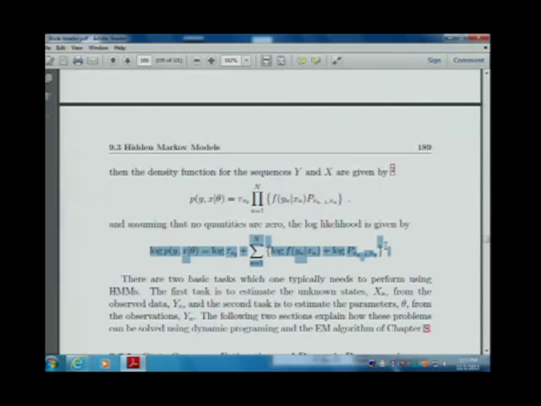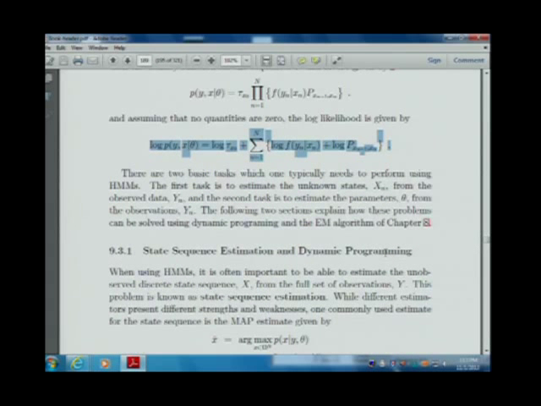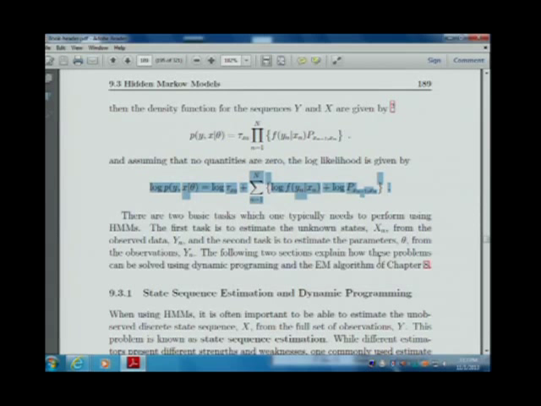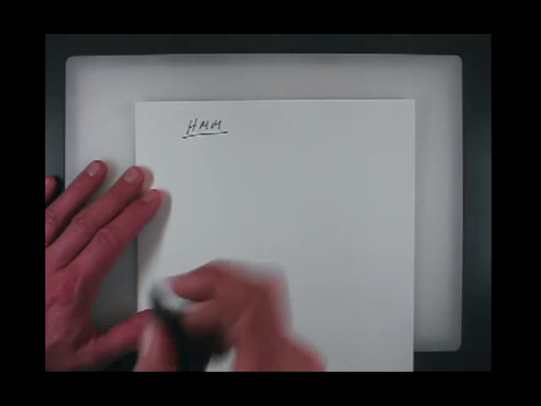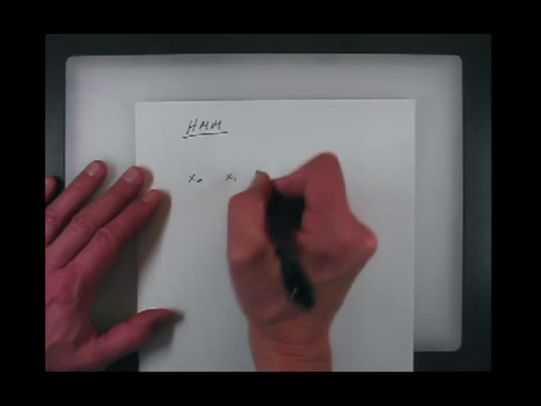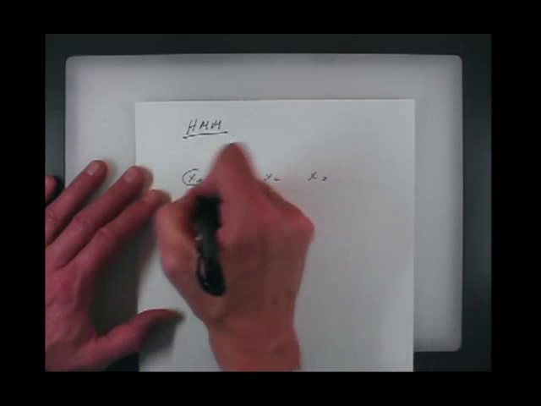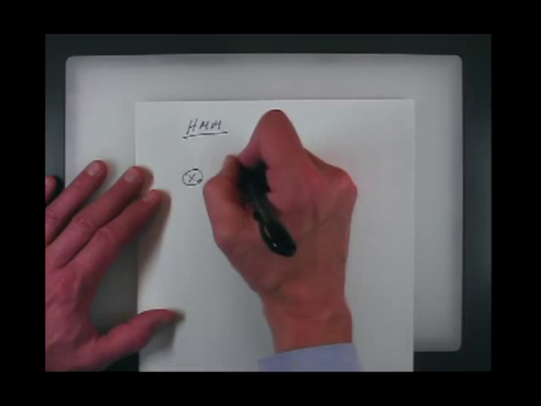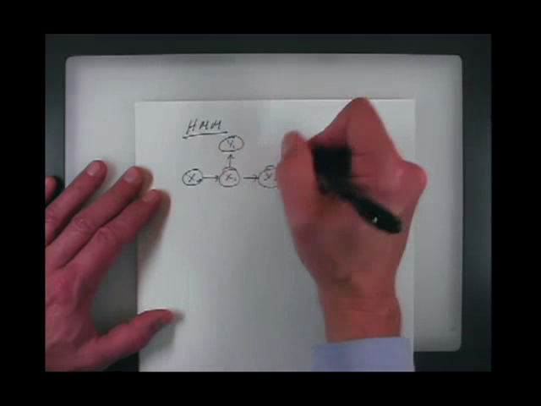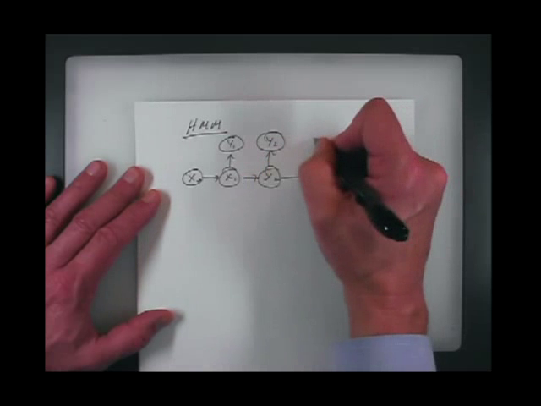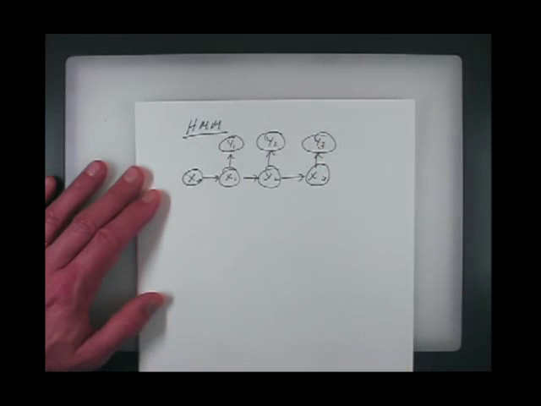Okay, now, there are a few challenges to solving problems with hidden Markov models. Maybe I'll switch back to the document camera here. So we have a hidden Markov model, HMM, a common abbreviation, okay? So we have X0, and then we have X1, X2, X3. And then for each of these, we have Y1, Y2, Y3, like this, okay?